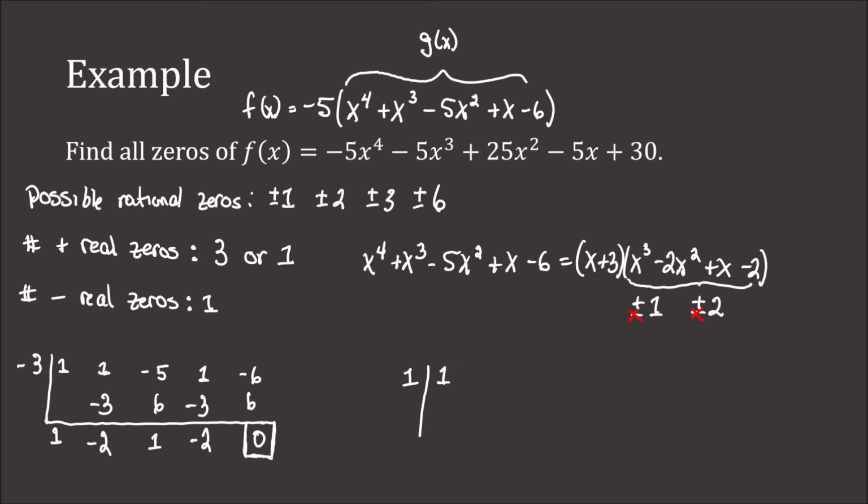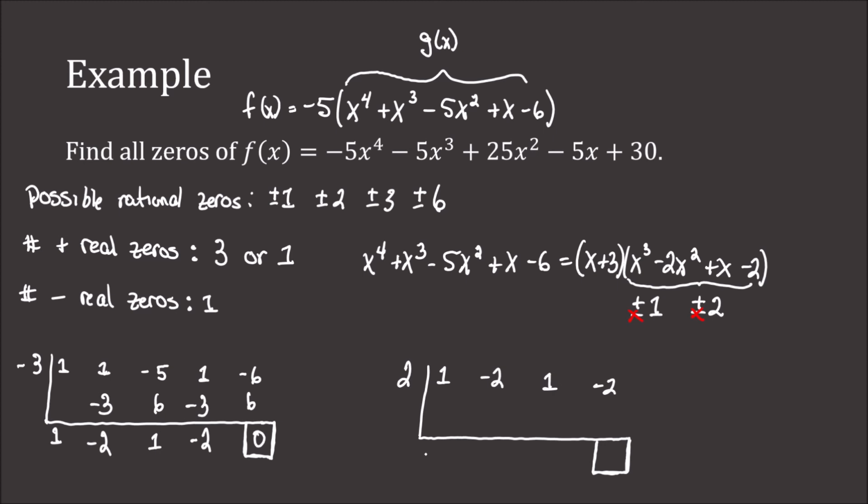So we have what? 1, negative 2, 1, negative 2. All right, it is this final term here I care about. Bring down the 1. 1 times 1 is 1. Minus 2 is minus 1. Times 1 is minus 1. Plus 1 is 0. Times 1 is 0. That's negative 2. That doesn't work. Which means it has to be positive 2.